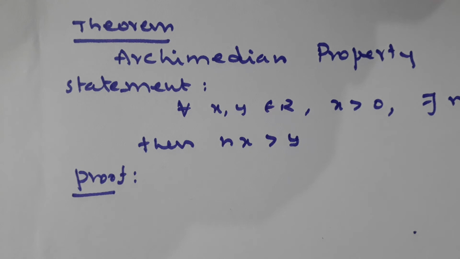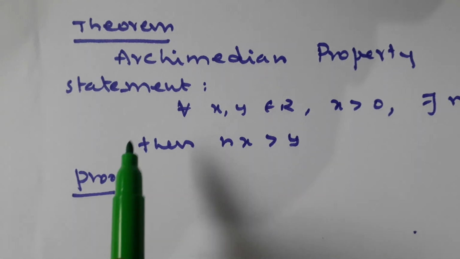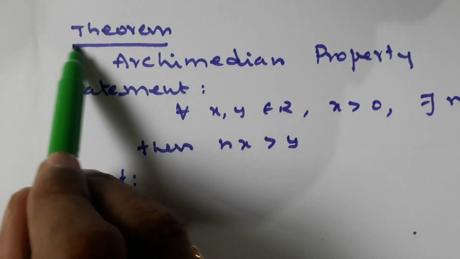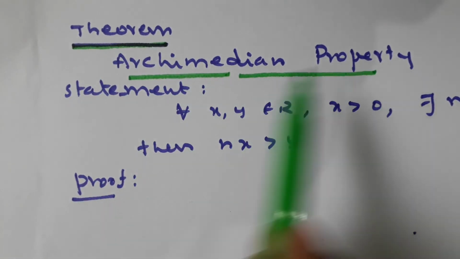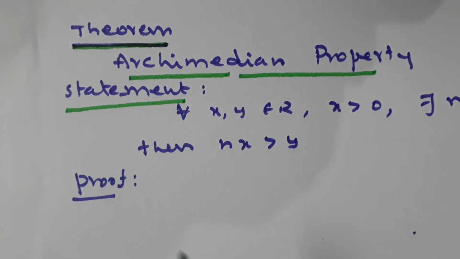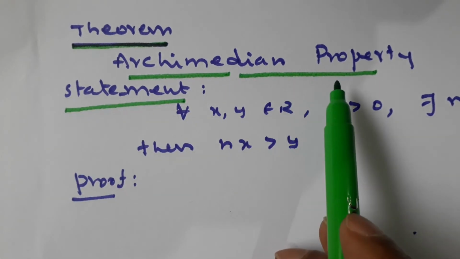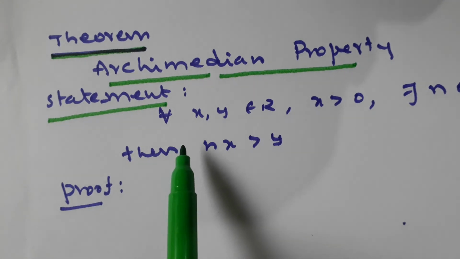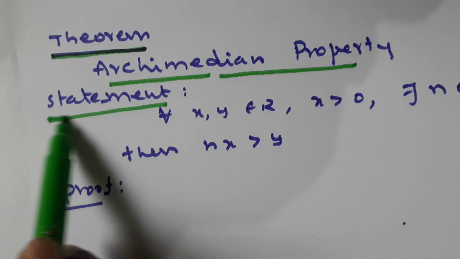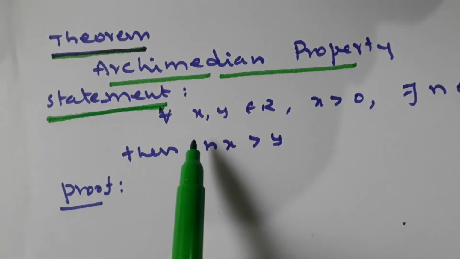Right. In continuation of the completeness axioms, we will discuss one theorem, and it is an important theorem. Almost every time it is in the examination. So this is called the Archimedean property. In the examination also, state and prove the Archimedean property.